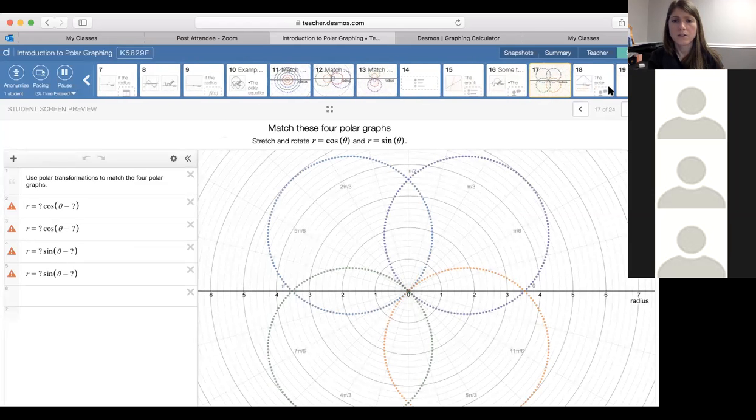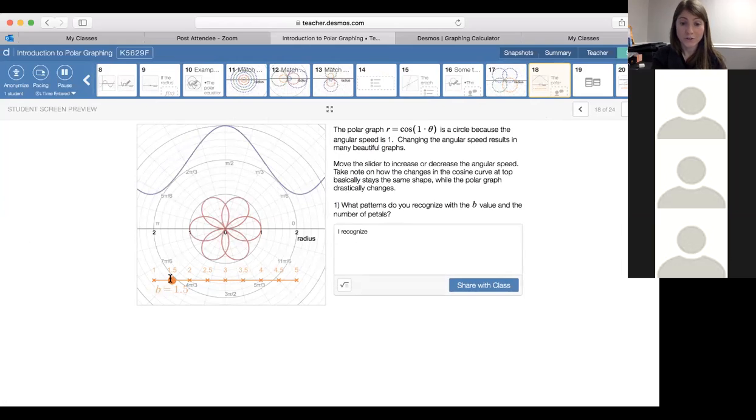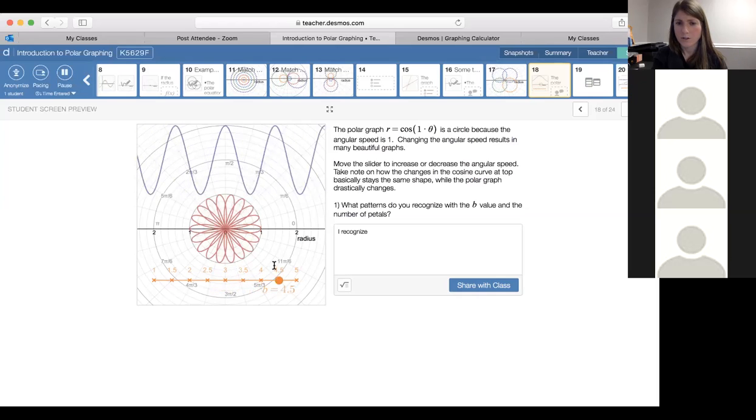And then you're going to do some matching. It's going to talk about that case where instead of radius equals cosine theta, we look at radius equals 2. You have a slider that allows you to change those petals. That's the 2. These are 0.5s here. And investigate what's going on.